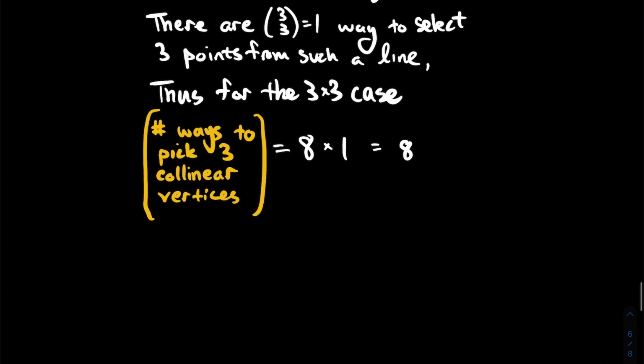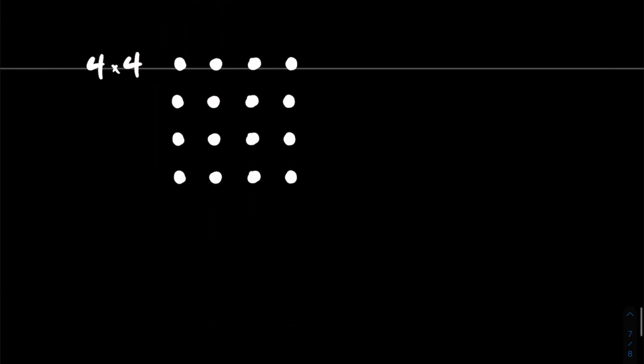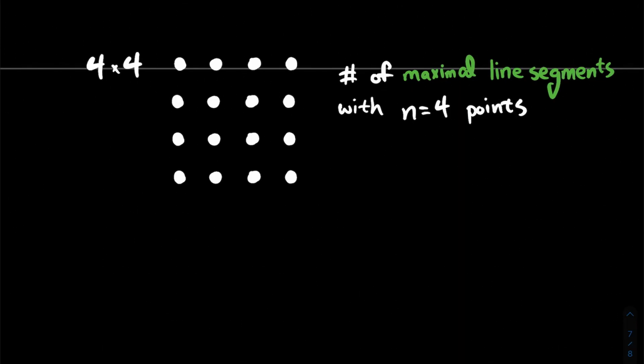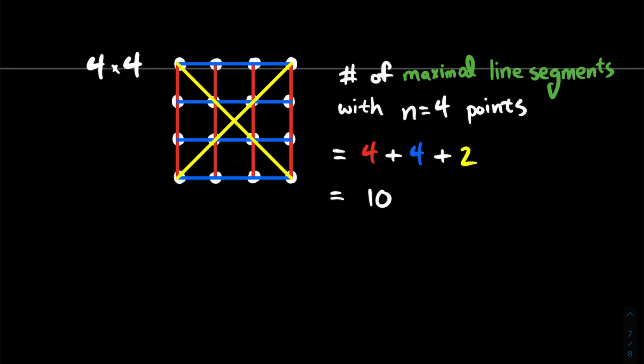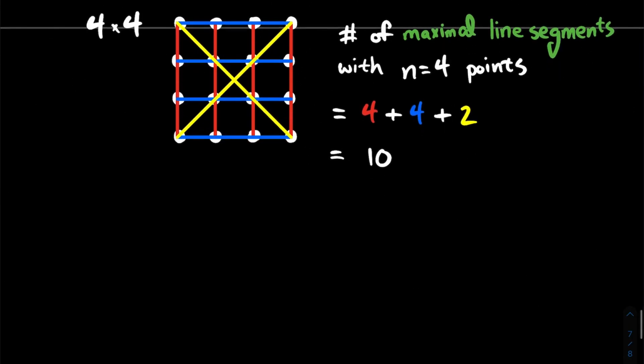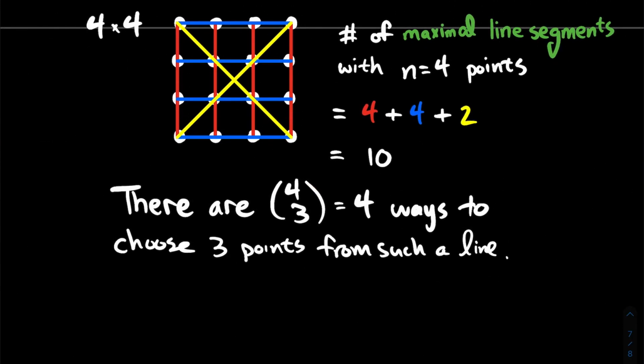Now, moving on to the 4 by 4 case. Remember, we're just thinking about how to count the gold right now. So here's the 4 by 4 grid, and let's start again. Let's figure out the number of maximal line segments that have the maximal number of points, 4. So n equals 4 here. Again, I get these 4 vertical lines, these 4 horizontal lines, plus these 2 diagonal lines. So in this case, it's 4 plus 4 plus 2, which is 10 lines. So 10 lines have 4 points on them. Now, there are 4 choose 3 ways, in other words, 4 ways, to choose 3 points from such a line.